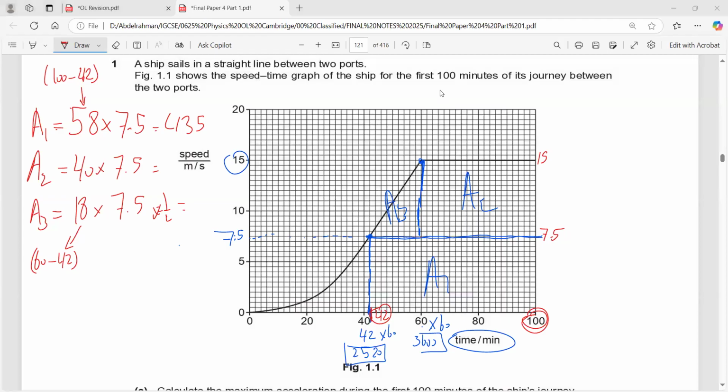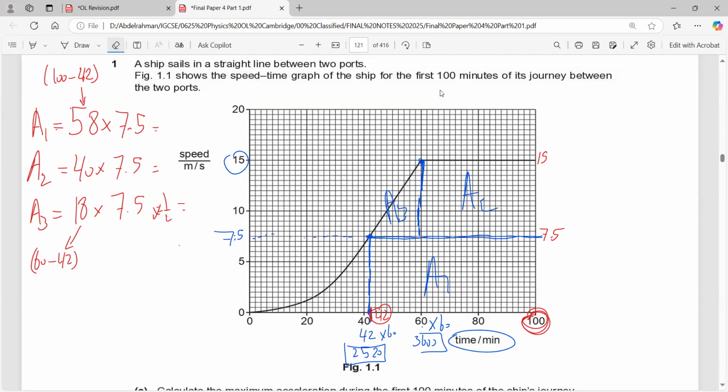All of these areas are in minutes. We need to multiply all of these areas by 60. Whatever number you find, you can just add them up and then multiply by 60. Or you can multiply each of these areas by 60 and then add them up. It doesn't really matter, but do not forget to multiply by 60, please.